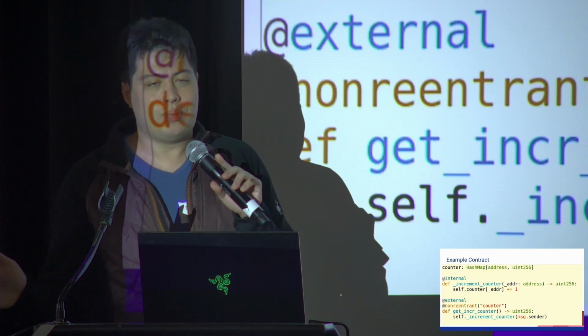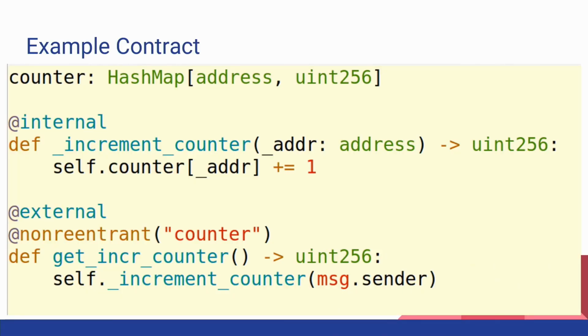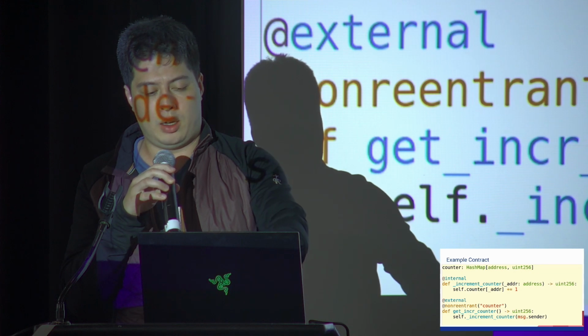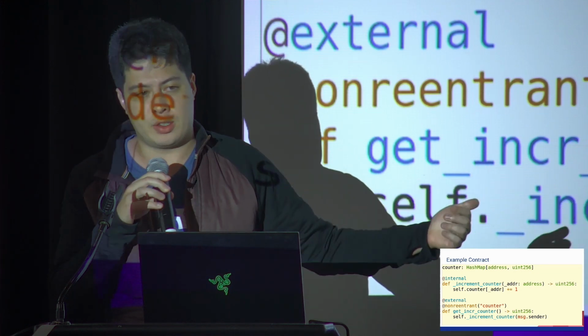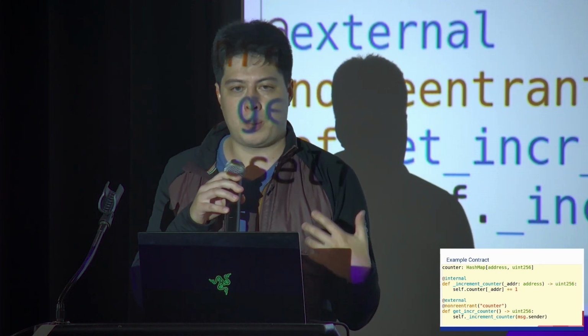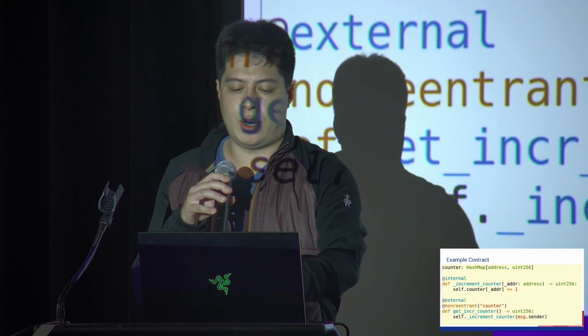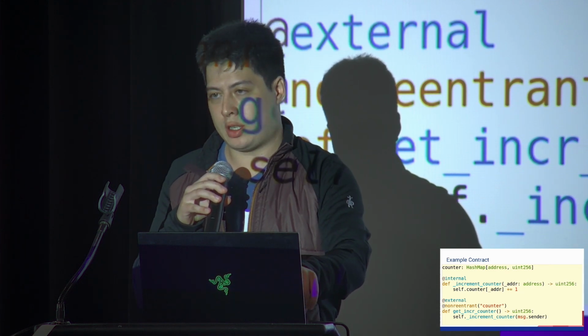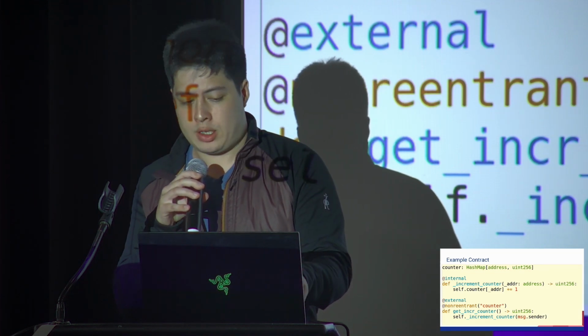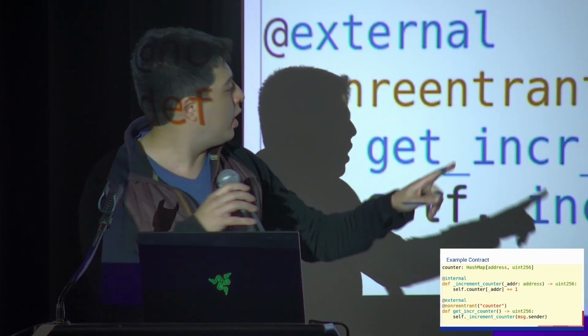Okay, so with all the philosophy out of the way, we can get into a contract. So we start out by defining a storage variable, a counter, and that's a hash map, and it maps addresses to uint256 in storage. And then we're going to define an internal and an external function. The internal function takes an address and then increments that address in storage. I don't know what you would do this for, it's an example anyways. And then we've got an external function.